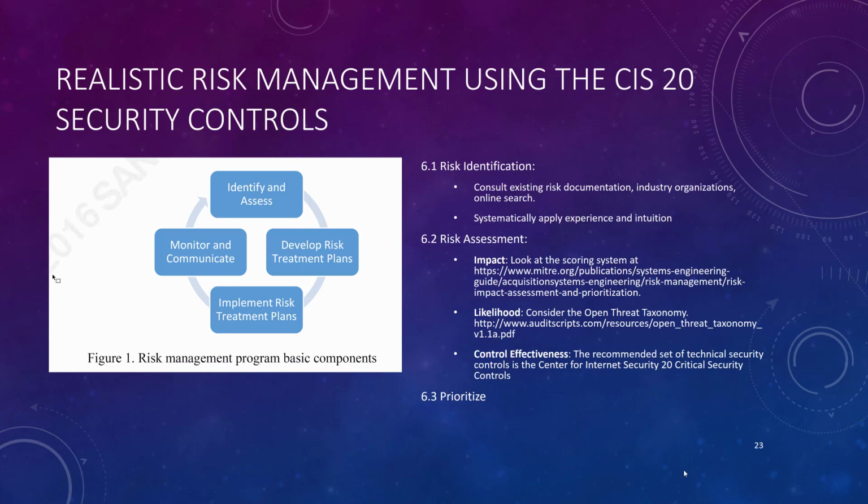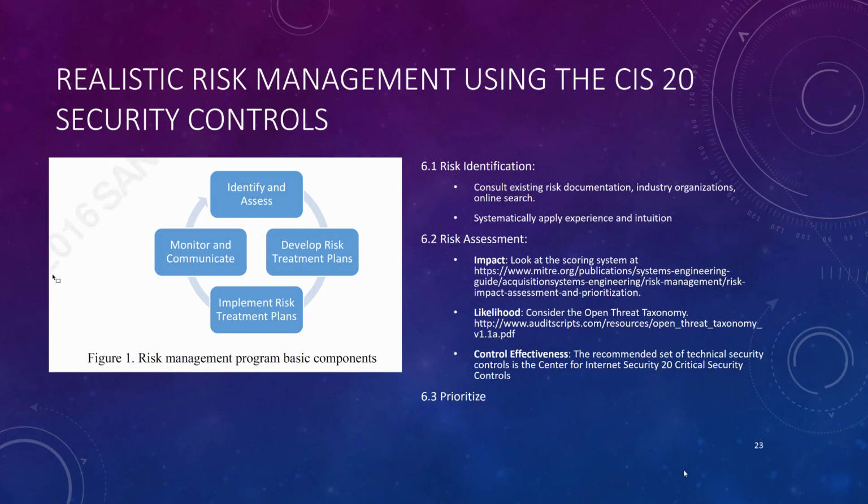So we started off, this was actually up in the top right of the first slide I showed, this idea of, well, why don't we go out and identify and assess what's really going on within our environment, within our industry, and document that. Apply our experience and intuition from there, do a risk assessment, do an impact, likelihood and control effectiveness like we often do.